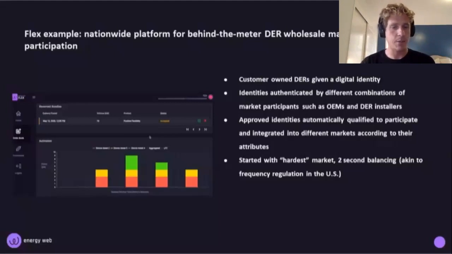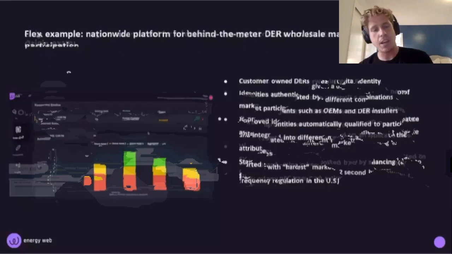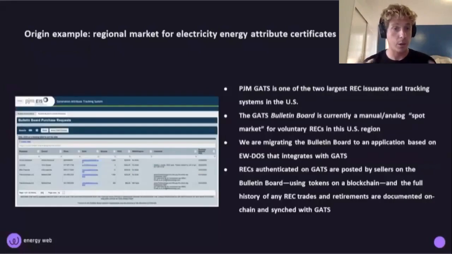So we built this. It was spec'd to support something like 2 million behind-the-meter resources being able to participate in a transmission system level, a transmission system operator-run market for frequency regulation using the EnergyWeb decentralized operating system. And we are excited to continue supporting APG as they take this project to the next phase. So hopefully that helps give you a flavor of kind of how we're trying to bring this architecture to market. If I flip to the other example, it's called Origin.